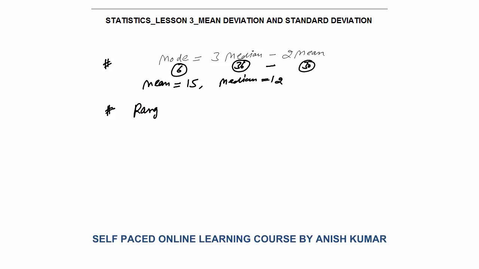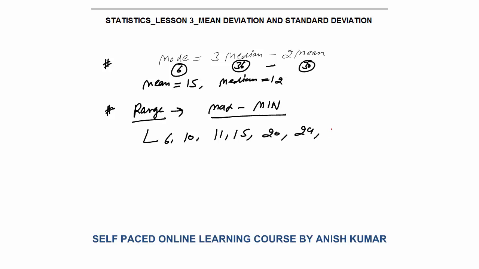Now what is the range? Range of data is the maximum minus the minimum value. For example, 6, 10, 11, 15, 20, 29 and 30. The range in this case would be 30 minus 6, that is 24. Maximum value minus minimum value.